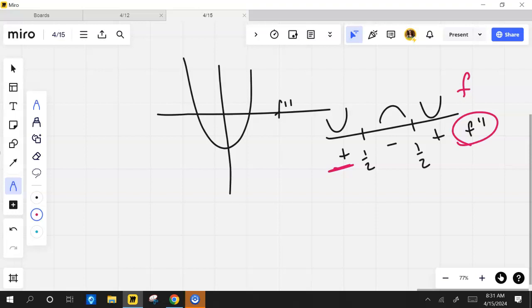So we're going to have a couple extra days at the end. So what I'm hearing is y'all need some practice on connecting graphs of derivatives and second derivatives.